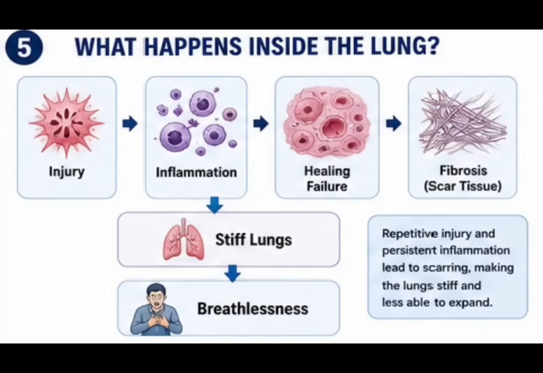Now what happens inside the lung? Basically the pathophysiology is there is injury that leads to inflammation, then there is healing failure, and finally there is fibrosis or scar tissue. So this inflammation basically leads to stiff lungs and breathlessness, which is the symptom. And repetitive injury, persistent inflammation will be making the lungs stiff and less able to expand.